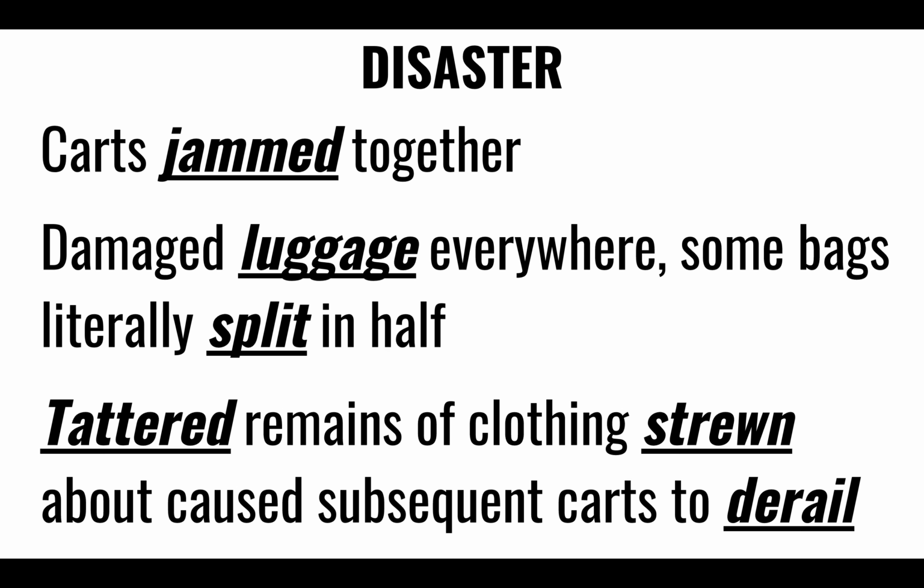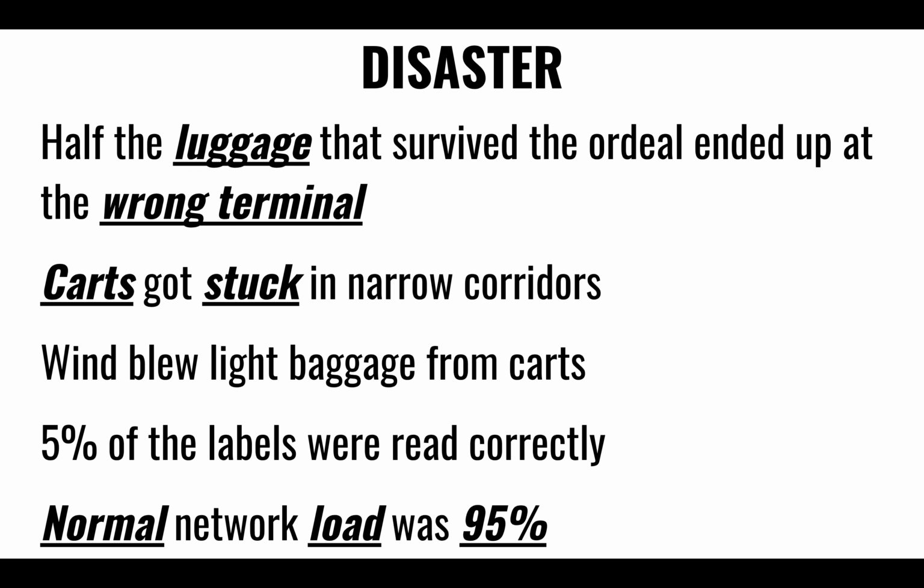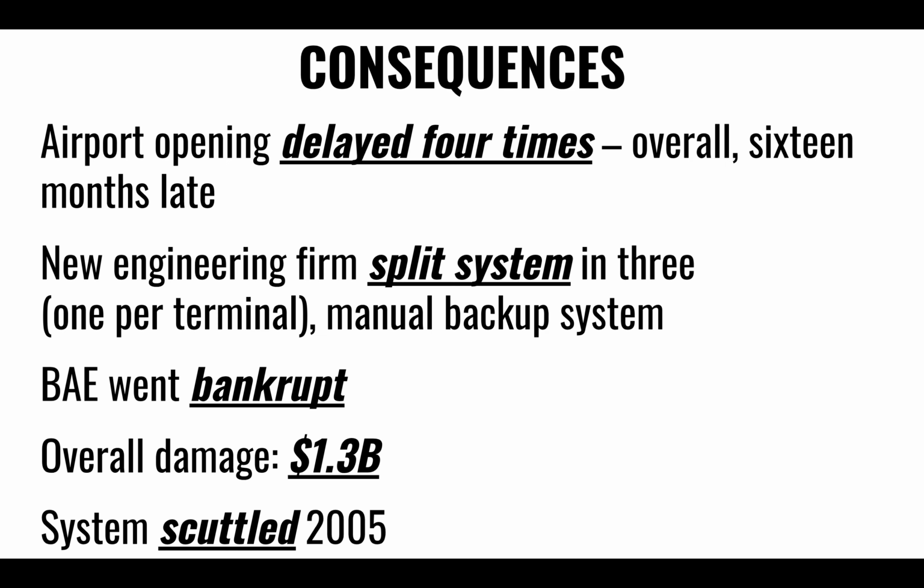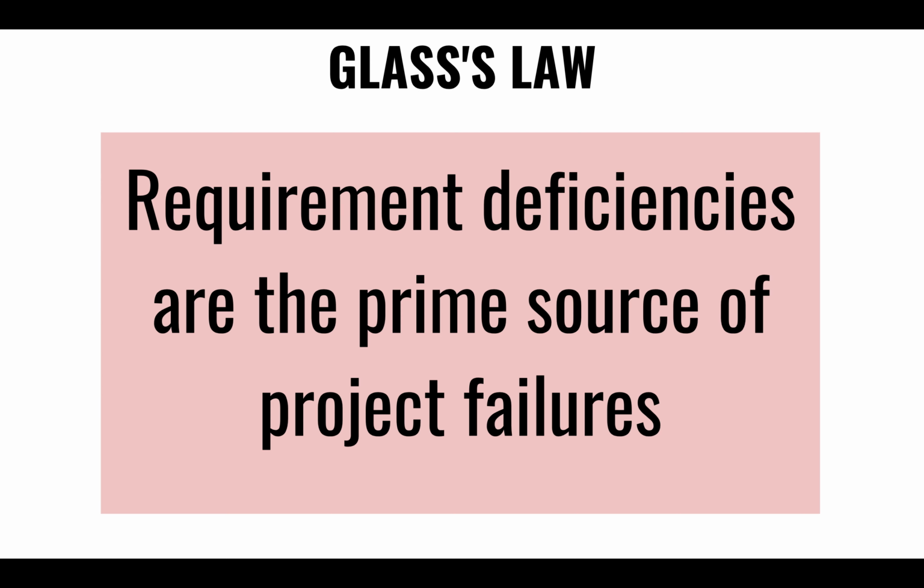It was a total disaster. Carts got jammed up. They crashed. They ripped luggage apart. You had clothes strewn to the wind, and all on national TV. And they were working their computers to the limit of their load, 95%, so they only had a 5% overhead for being wrong, right? It was just a mess. BAE went bankrupt. They overspent by $1.3 billion, and the whole system was thrown away in 2005.